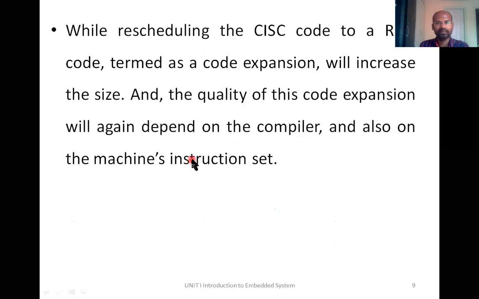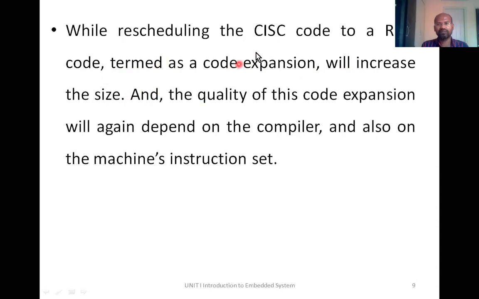Next demerit: rewriting CISC code as RISC code is termed code expansion. What is CISC code? CISC code is like A equal to B plus C. What is the RISC code? Load R1 A, load R2 B, something like that. In the previous slide we have seen that. It is termed code expansion and will increase the size.